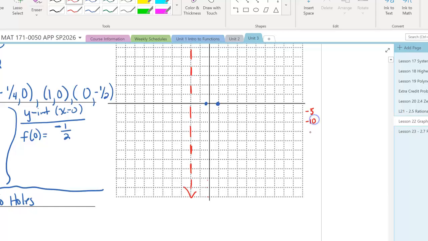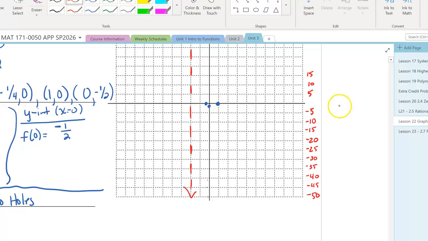y-axis be scaled by 5. So -5, -10, -15, -20, -25, -30, -35, -40, -45, -50, 5, 10, 15, and so on. So the point 0, -1/2 is really, really close to my x-axis. All right, so now let's graph your slant asymptote.